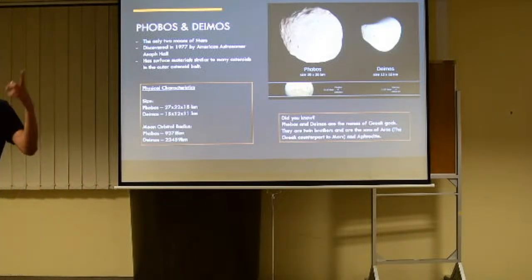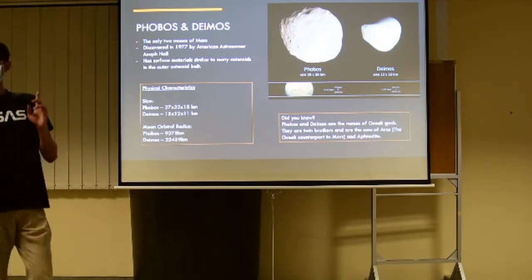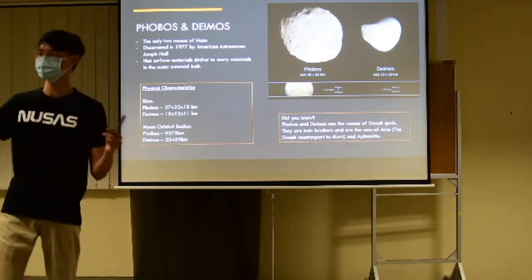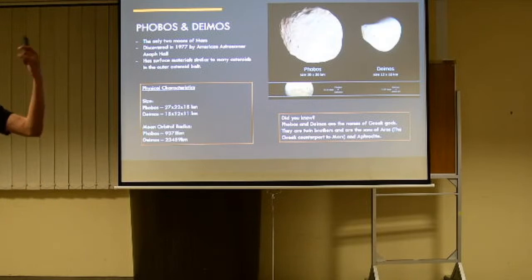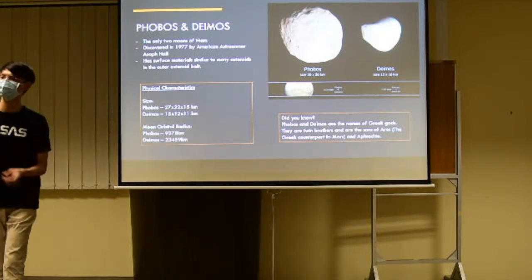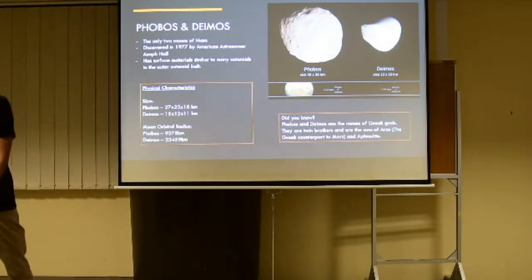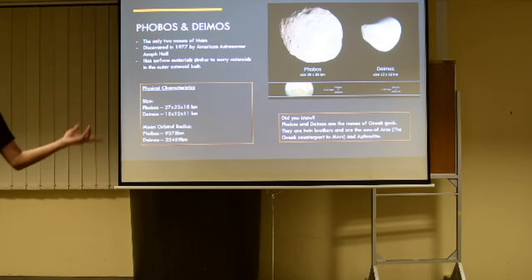So, did you know that the names of Phobos and Deimos were actually from Greek gods? Mars is the Roman god of war. The counterpart to Mars is Ares. Ares and Aphrodite are together, and they have two sons, Phobos and Deimos. Phobos is the representation of fear, Deimos the representation of panic, and that is the background information of their names.